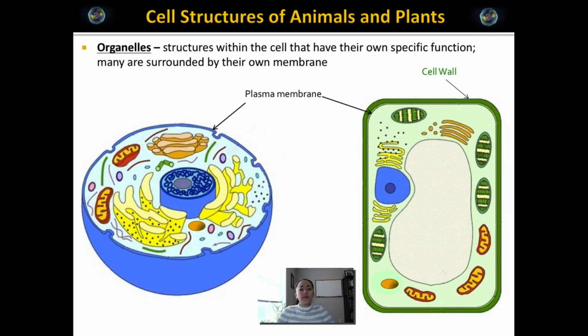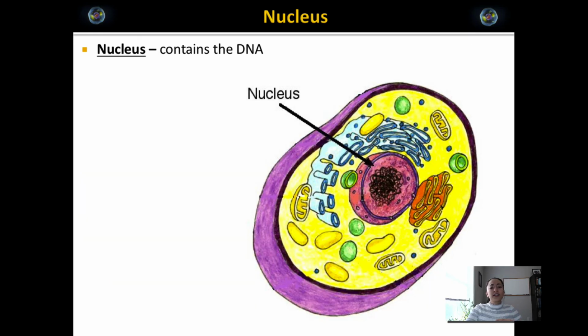So now let's talk about the organelles within a cell. So remember, organelles are structures within the cell that have their own specific function. Many are surrounded by their own membrane. Here, surrounding the DNA is our nucleus. And if you look within the nucleus, you'll see this dark stain region. And that region is called the nucleolus. So don't get these two terms confused. The nucleus contains the DNA, as you can see here.